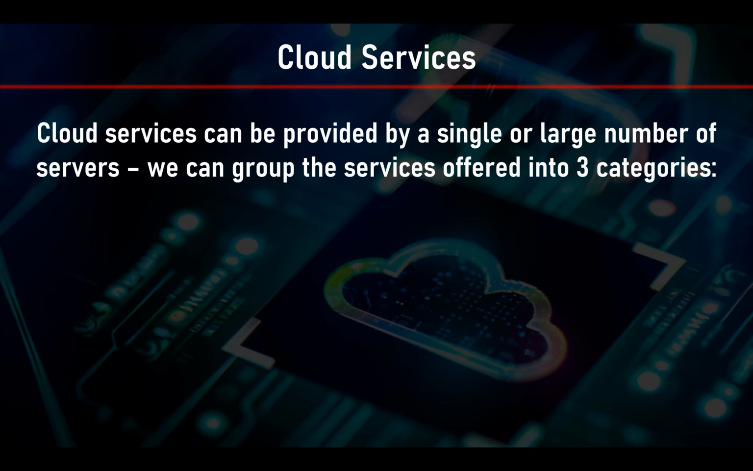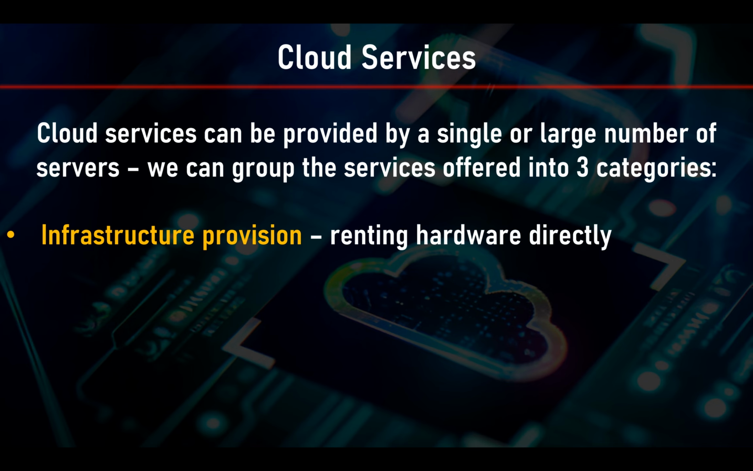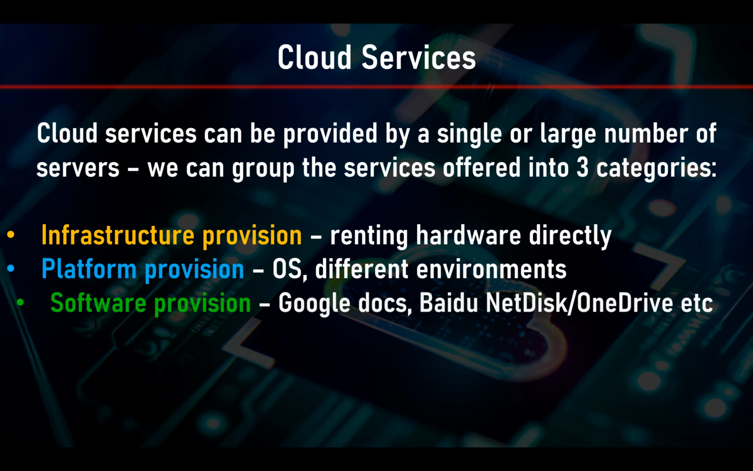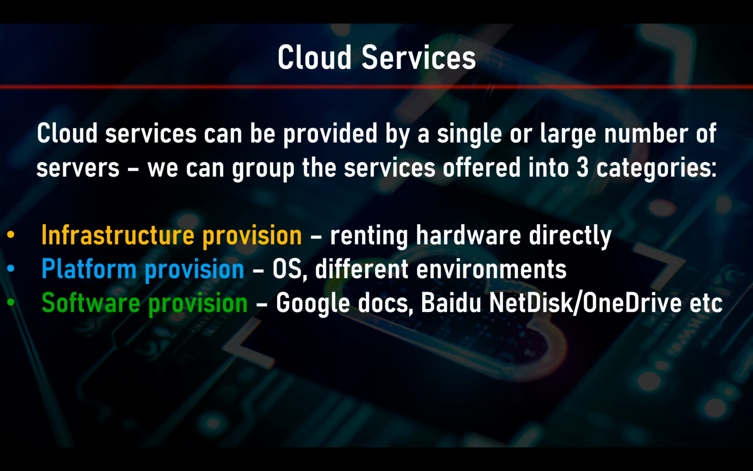Cloud services can be provided by a single or a large number of servers. We can group these services into three categories. One is renting infrastructure, also called infrastructure provision, that's renting hardware directly. Then there's platform provision, so renting different operating systems and different server configurations. Then software provision, for example, this can be like Google Docs.